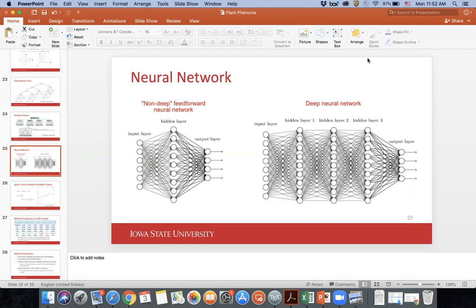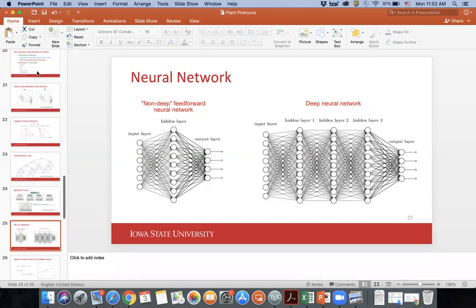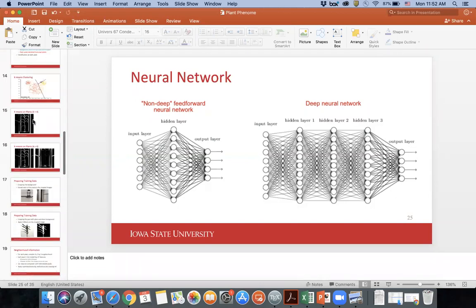Okay, would the model classify anything that's of plant color, greenish, or does the model consider shape as well? Greenish. So what we found, let me show you an example.